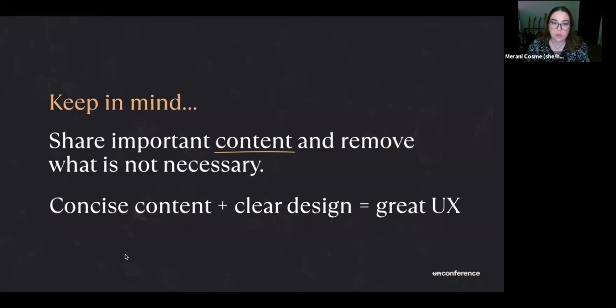And with that, to wrap up our third and last issue, keep in mind, share important content and remove what is not necessary. Concise content plus clear design equals great UX.